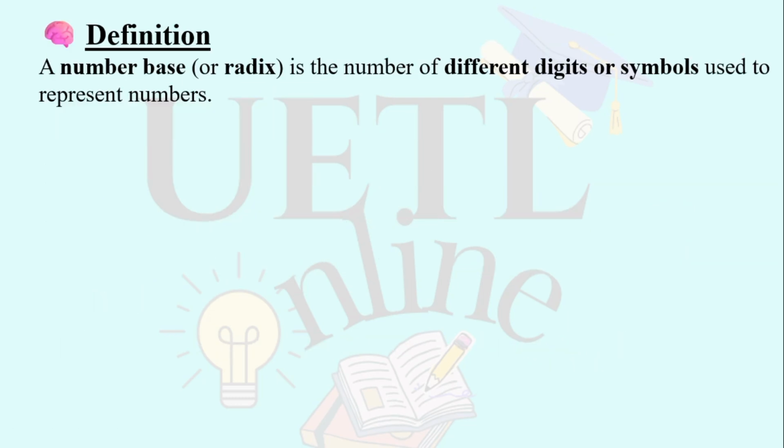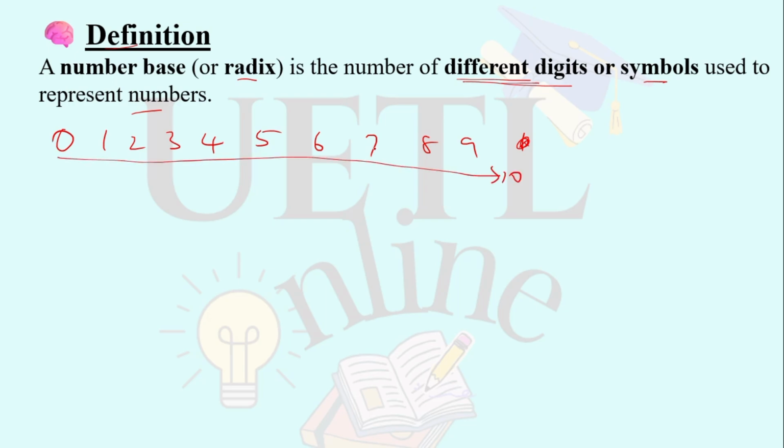First, let's understand the definition. A number base, also called a radix, is the number of different digits or symbols used to represent numbers. In the current world, when we use numbers, we use 0, 1, 2, 3, 4, 5, 6, 7, 8, 9. The 10 is not included here because it repeats 1 and 0. So we have 10 symbols, and we can say these numbers are in base 10 because we have 10 different symbols.